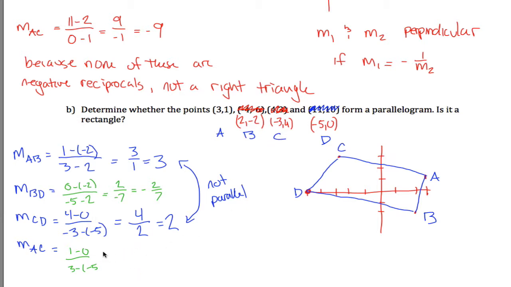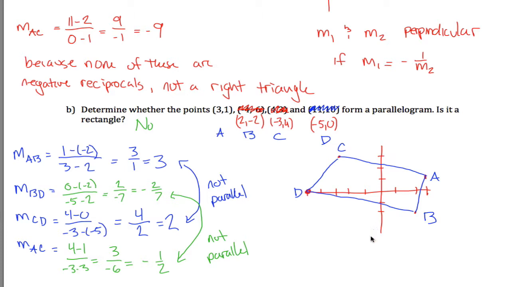Let me redo AC. So AC is this guy and this guy. So the difference in the y coordinates is 4 minus 1. And the difference in the x coordinates is -3 minus 3. So I get 3 divided by -6, which is -1/2. It looks like those aren't parallel either. I didn't need these to not be parallel to draw my conclusion, but the answer is no. I don't have two sets of parallel lines.